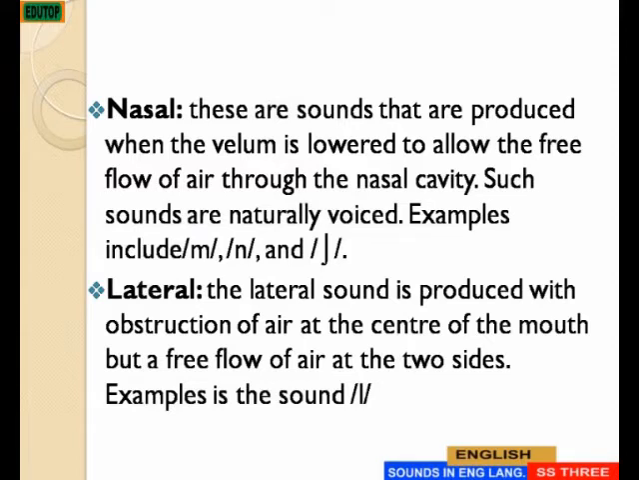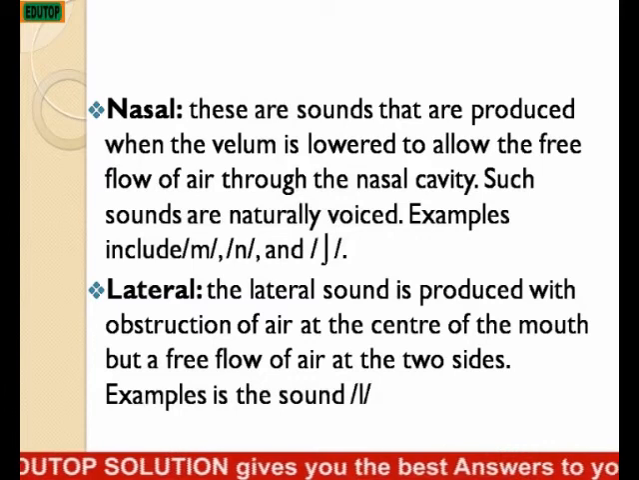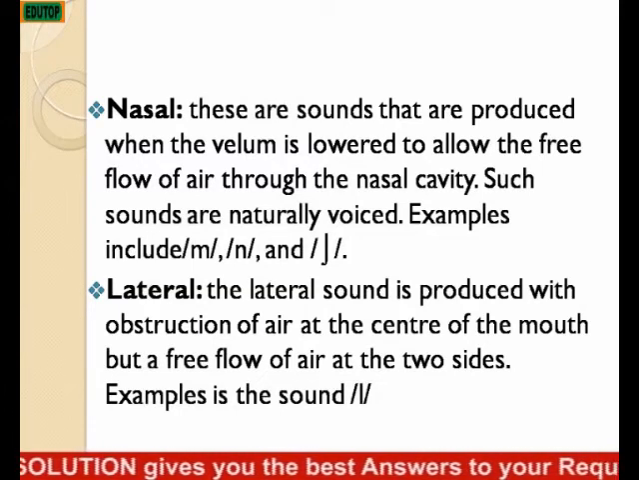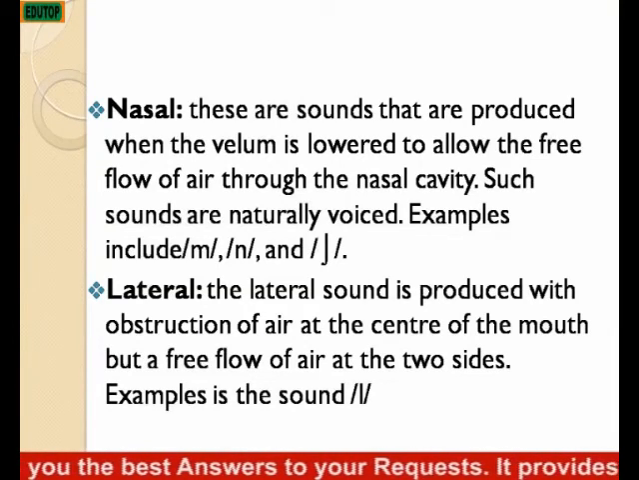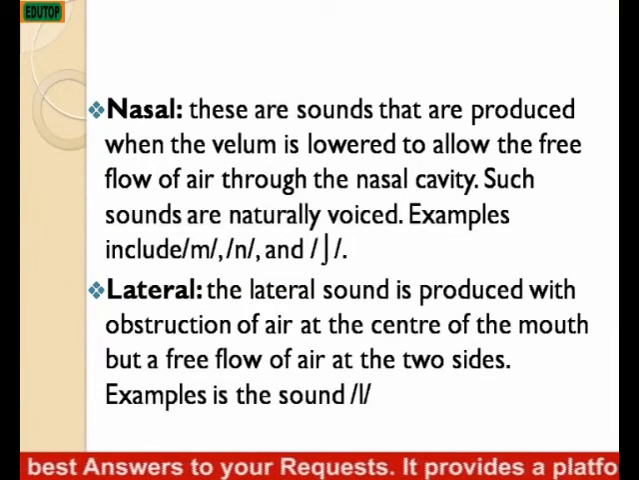Lateral sounds. There is only one lateral sound in English language, and it is produced with obstruction of air at the center of the mouth, but a free flow of air at the two sides. So when you produce the lateral sound, there is obstruction of air at the center of the mouth, but the air will be flowing freely on the two sides of the mouth. That is, the tongue will be blocking the center while the air will flow through the two sides of the tongue. The only lateral sound in English language is l.